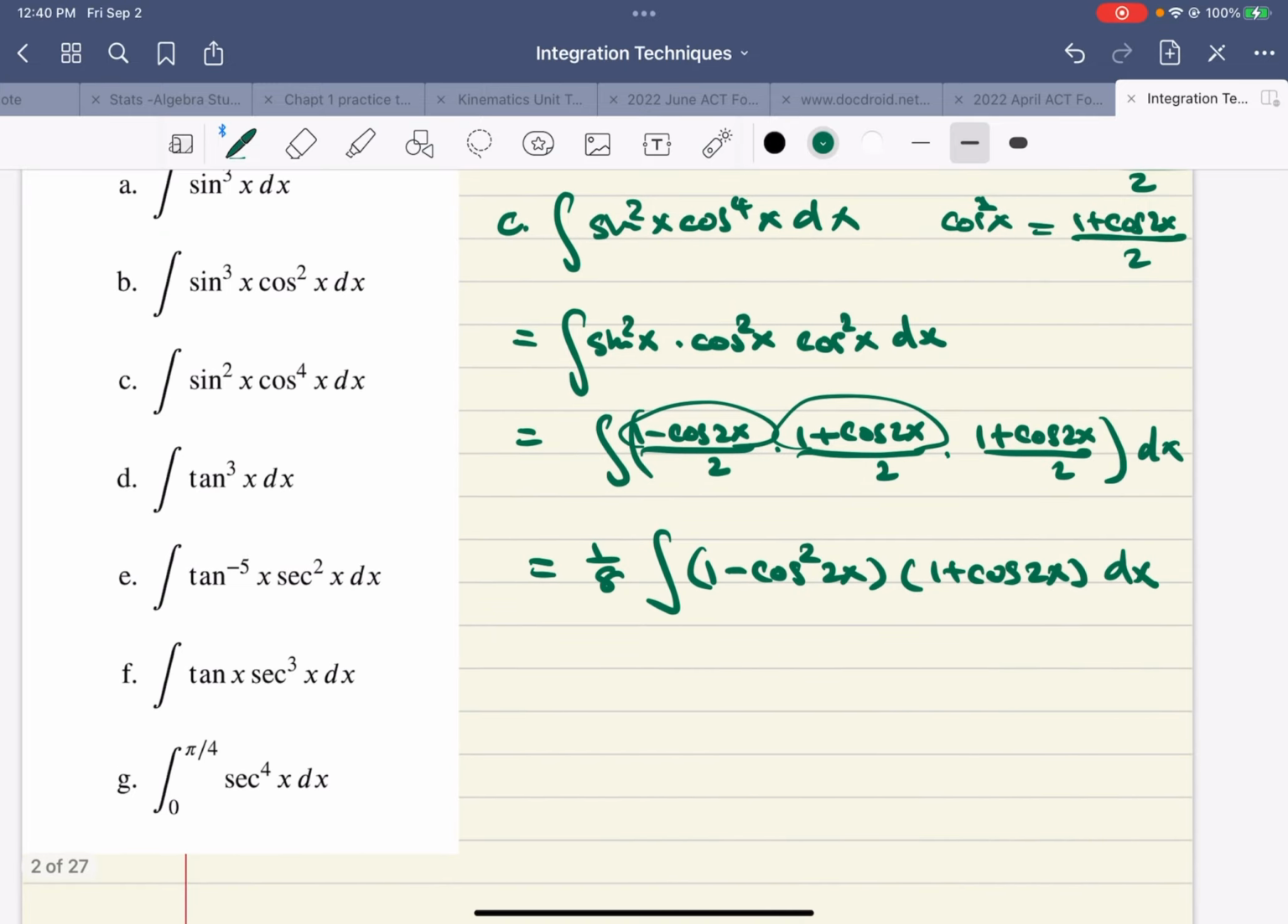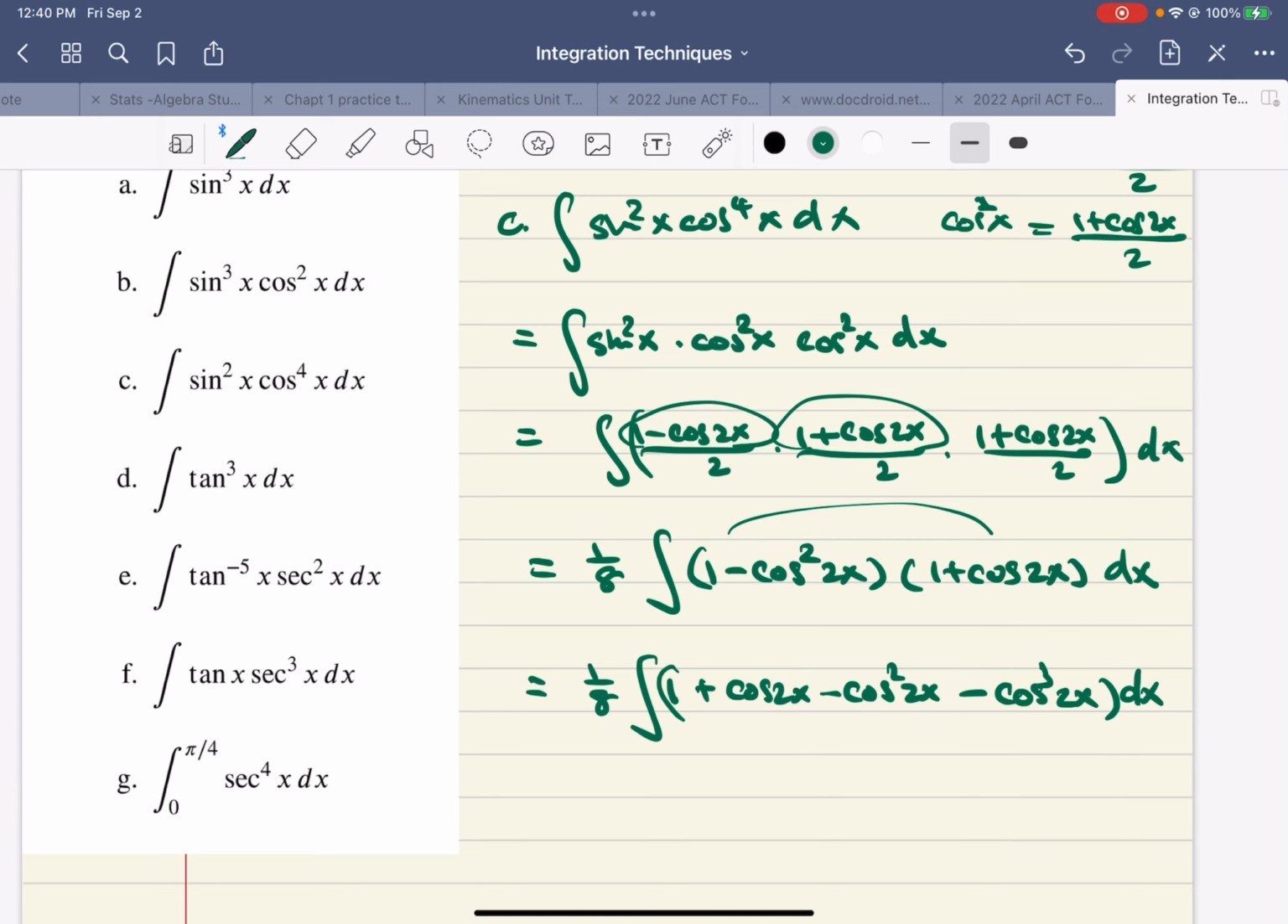Now next step, you can multiply, you can fold it out one more time. So let's do that. Then 1, and then plus cosine 2x minus cosine squared 2x minus cosine cubed 2x and dx. Okay, I fold it out.